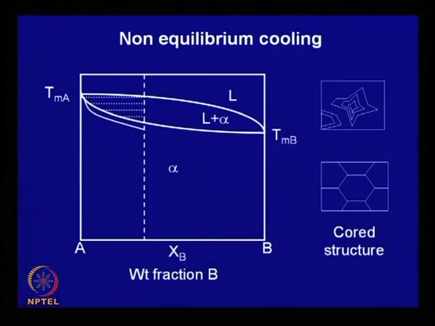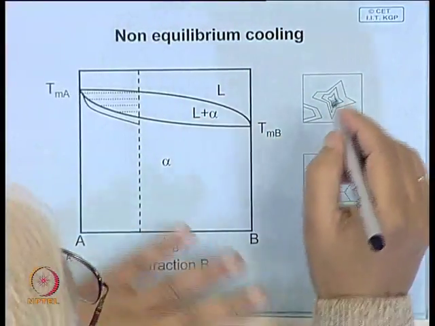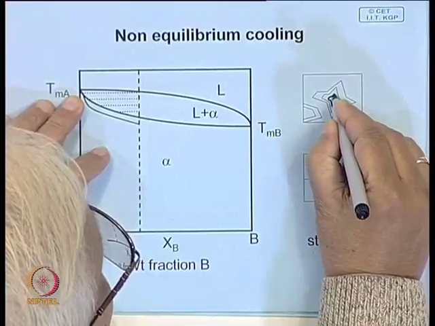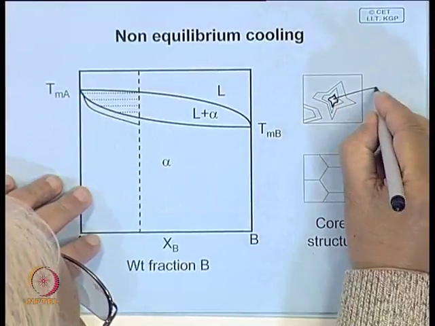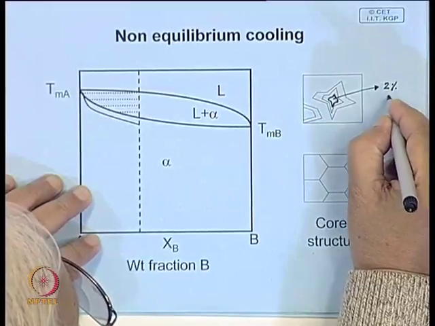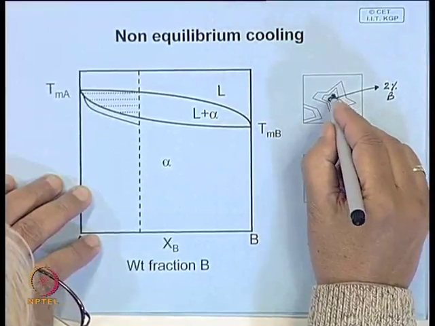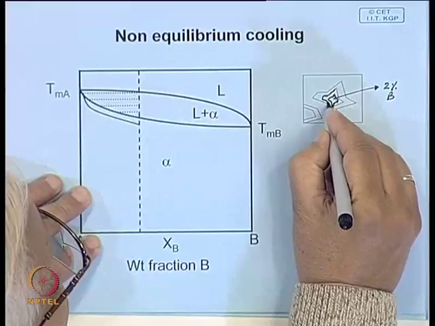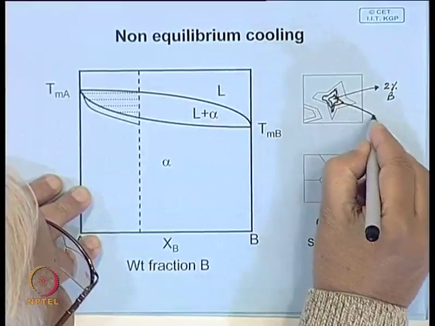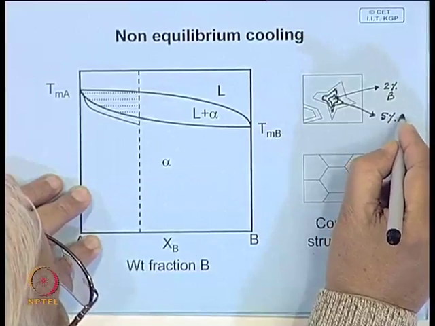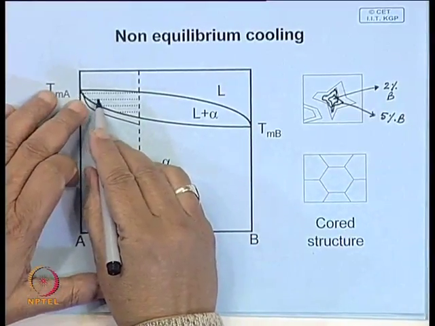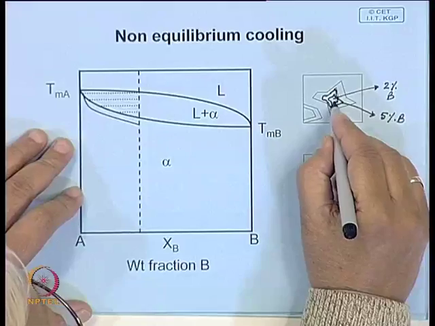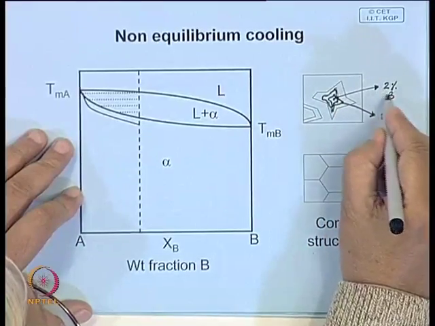Now, what happens to the solid that has solidified earlier? If we assume that the diffusivity in solid is very small, then say the first solid which precipitates out here has a certain composition, say suppose this has 2% B. Now, the next solid that precipitates out surrounding it is, let us say, 5% B. If we assume that diffusivity in solid is extremely small, this composition will take a very long time to change.